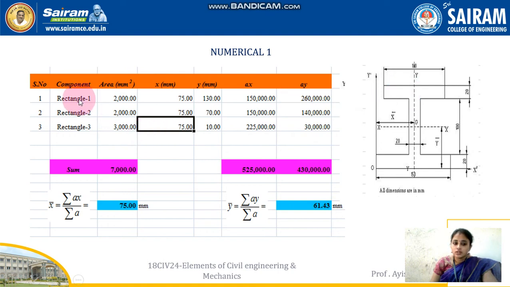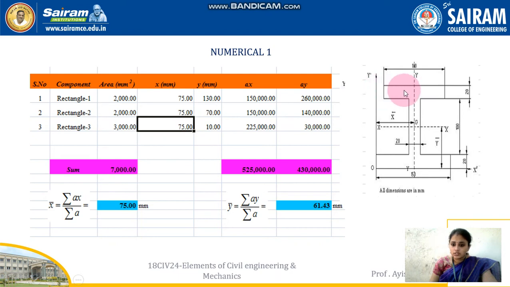Individually you need to take the component areas. The next one is we need to find the x distance and y distance. As we have seen in the first derivation, there are n number of parts, and for each part you need to take x and y separately. For the first rectangle, the centroid will lie in the mid. This is x1 and this is y1.